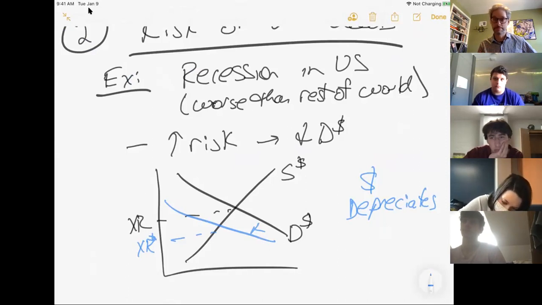It's stronger against the British pound. It's stronger against the euro. A lot of that has been driven by risk. Yes, the US economy doesn't look so great, but it looks a lot stronger than the European economy. And the US financial market looks stronger than the European financial markets.